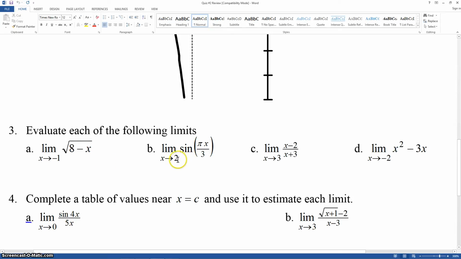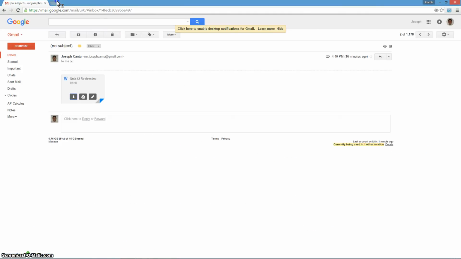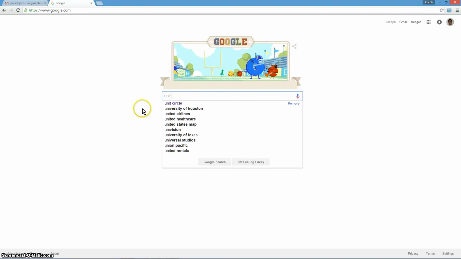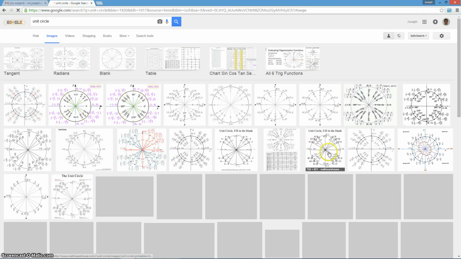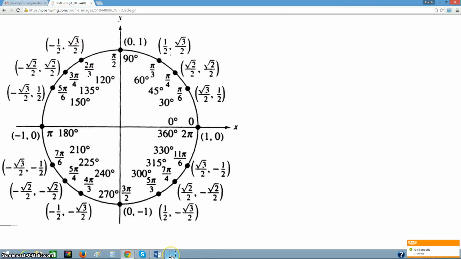If we go ahead and approach the limit as x approaches 2 of sine of pi x over 3, direct substitute, so you get 2 pi over 3. And I will give you a unit circle, so let's go ahead and look at that unit circle. In case you don't know, sine represents the y value. So we're going to look for 2 pi over 3 and look at the y value. Here is 2 pi over 3 right here. That y value, because it's the sine, is radical 3 over 2.